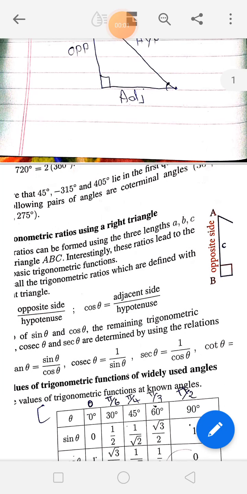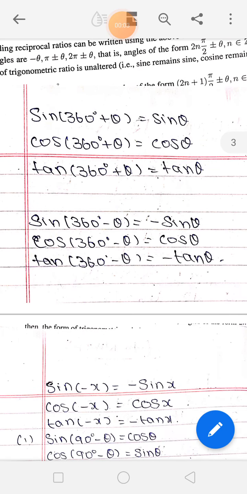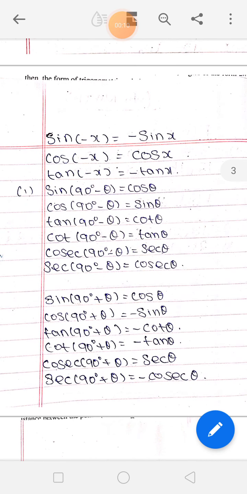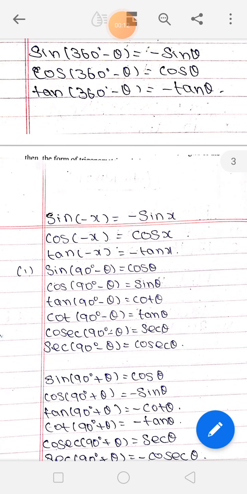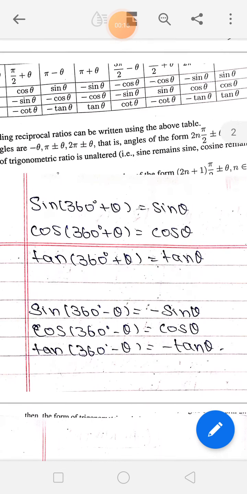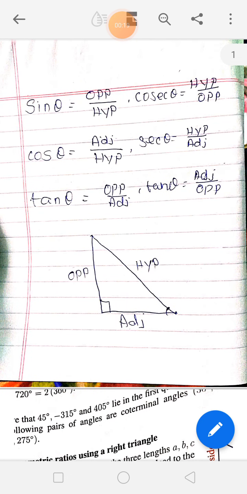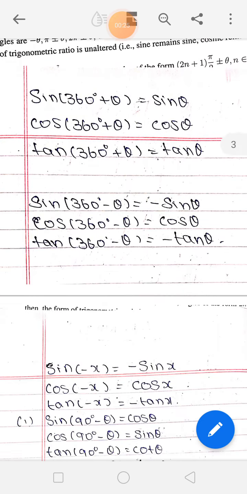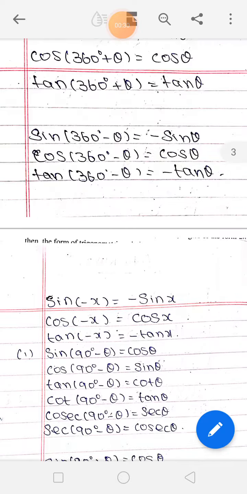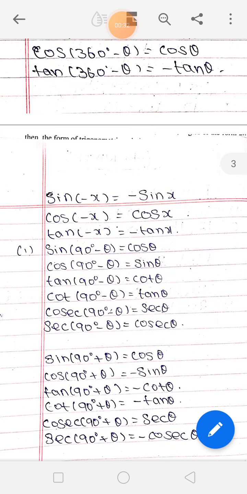Okay, so these are the properties you should know to solve exercise 3.3 sums. Otherwise you can't do any problems. So you should know all the properties. Suppose you are going to do exercise 3.3 sums, you must know these properties. Yeah, these are the properties. First, I will explain one by one.